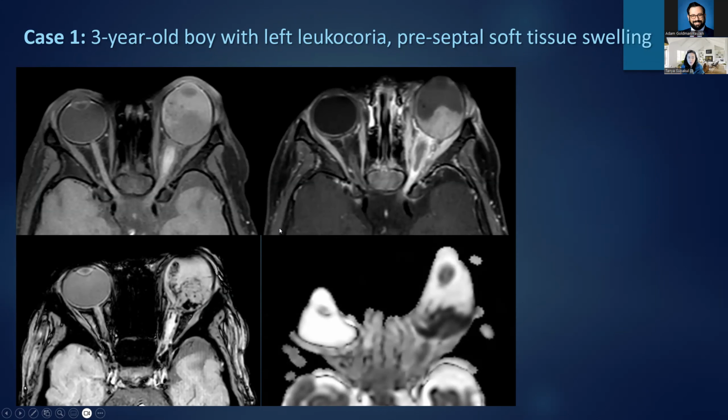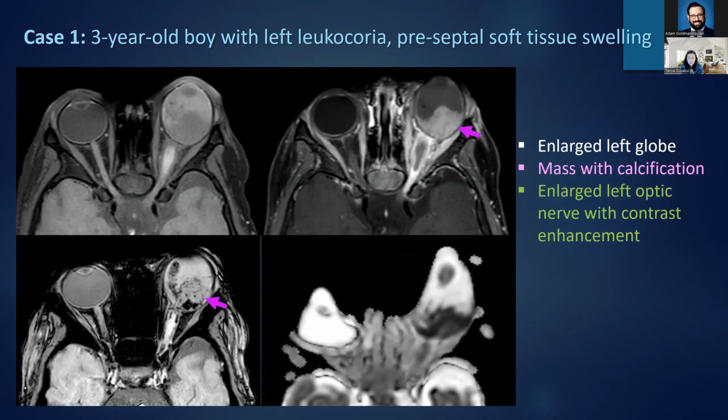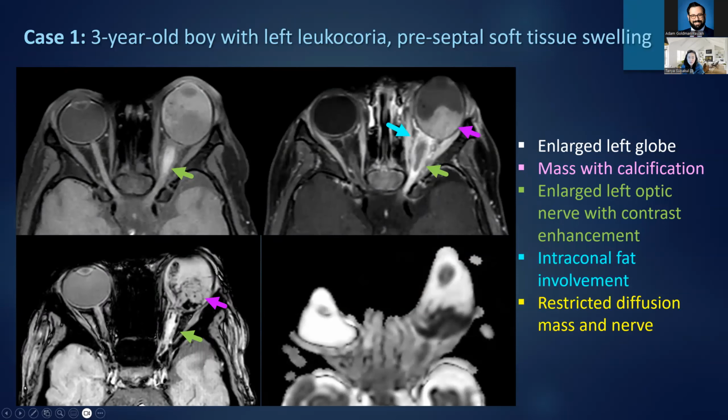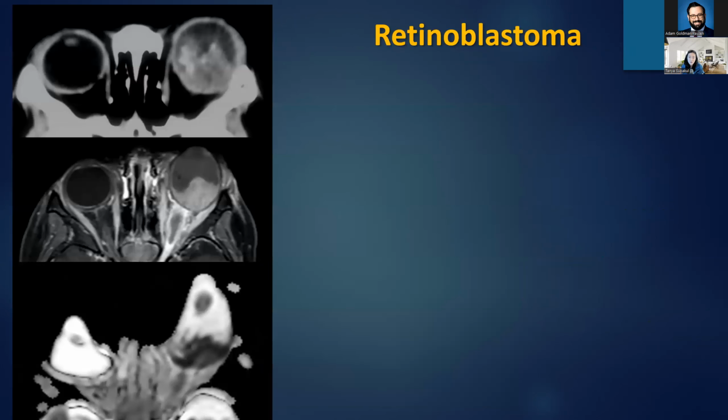And we have the follow-up MRI that confirms the findings of the enlarged left globe, also with the mass with internal calcification. Also there is optic nerve involvement with contrast enhancement, and also some intraconal fat involvement, where you can see fat reticulation within the intraconal fat space. And on the mass itself, you can see restricted diffusion, and also in the left optic nerve. So with the finding of restricted diffusion, this is suggestive of a high-grade tumor. So it is a retinoblastoma.